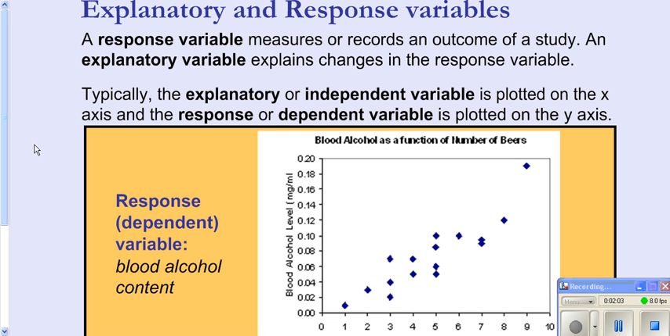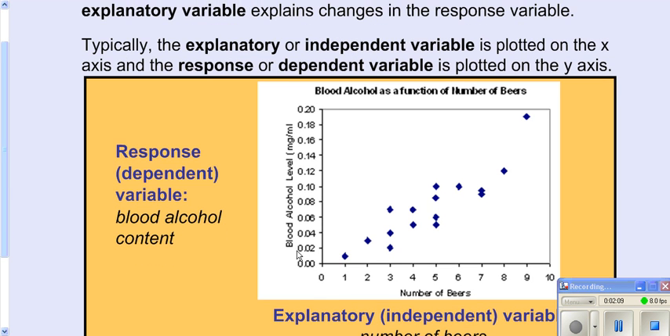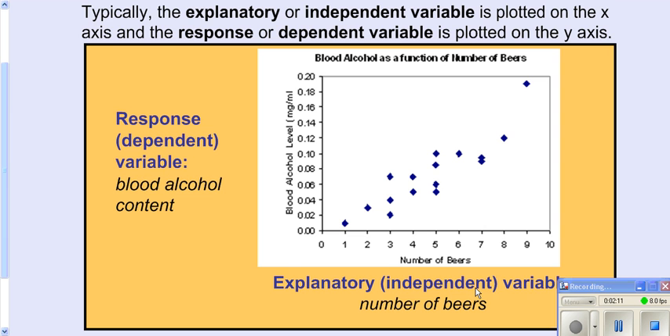Now, your response and explanatory variables, we talked about that a little bit before. Your explanatory variable is your independent variable. You want that on your horizontal axis. You're hoping that this variable here will explain what's going on with this one over here. This variable here responds to this one here, so it's referred to as your response variable. It's your dependent variable. It goes on your vertical axis, or your y-axis.